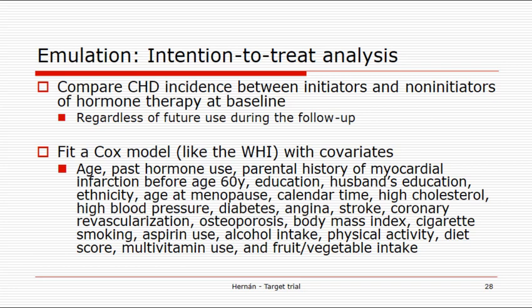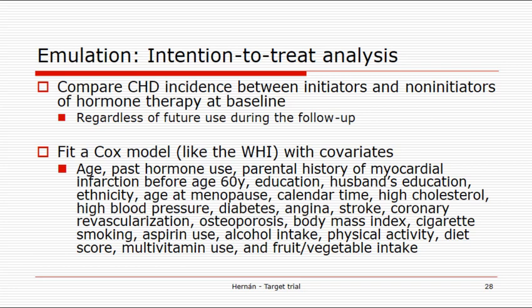So what we did then is we compared the incidence of coronary heart disease in women in the hormone therapy initiation group and women in the no initiation group after adjustment for all of these variables. And we adjusted for these variables using different methods. Whether we put all these variables in a Cox model, or we use propensity scores, or we use structural nested models, it doesn't matter, really. What matters is that we adjusted for those variables. How did we do it?